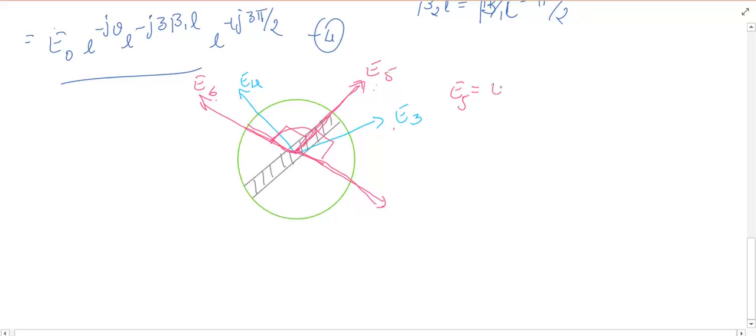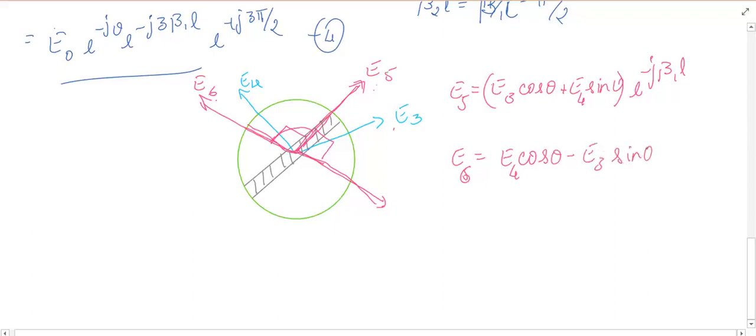So it is E3 cos theta plus E4 sine theta into e to the power minus j beta 1 L. Again the length of the plate is L. So what will be our E6? E6 will be, it is opposite direction. So E6 has which component? E4 cos theta minus E3 sin theta into e to the power minus j beta 2L.